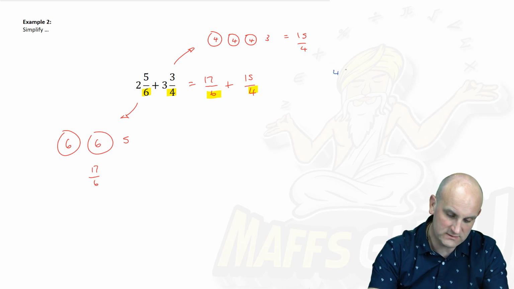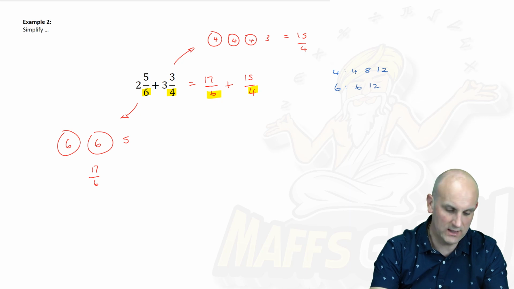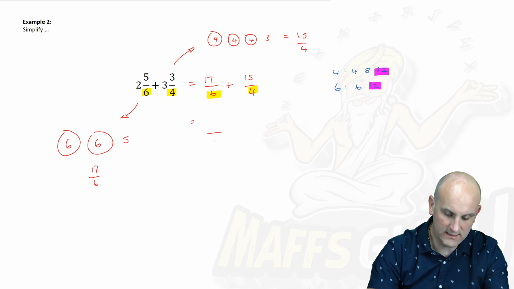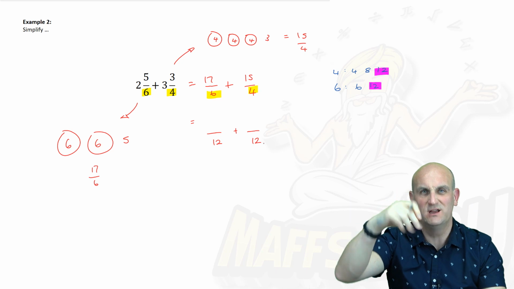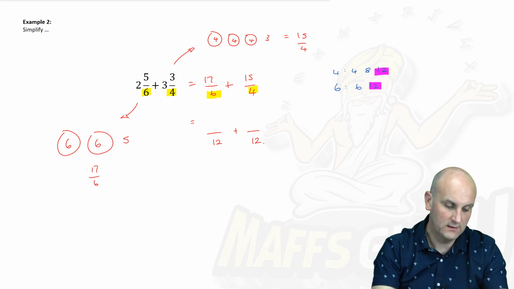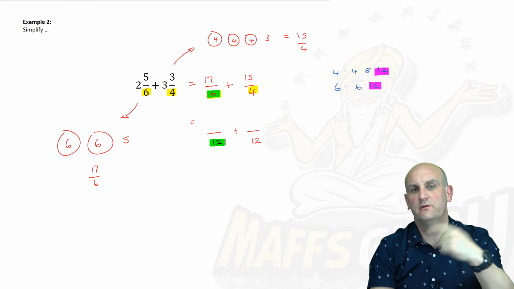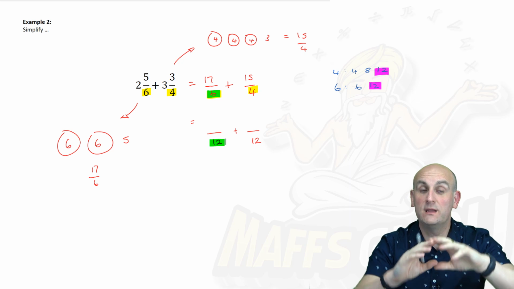So I've got to find my common denominator now with 6 and 4. Let's do my 4 times table: 4, 8, 12. My 6 times table: 6, 12. Whoop, there we go. So 12 is going to be my lowest common denominator. Now in this situation, I'm going to work down the page just to give us a little bit of room. We've got a 6 on the bottom here and a 12 on the bottom here. How do we go from 6 to 12? We double it. We're doing equivalent fractions.